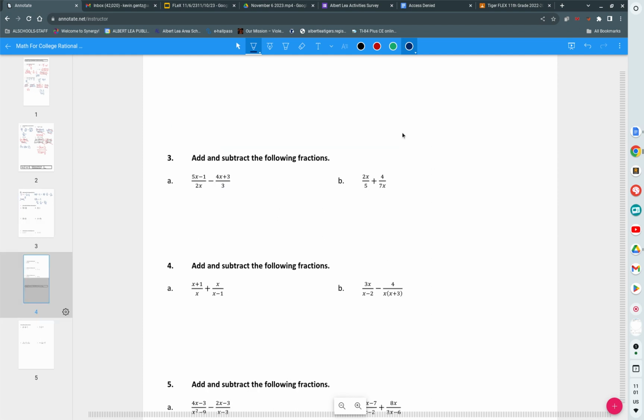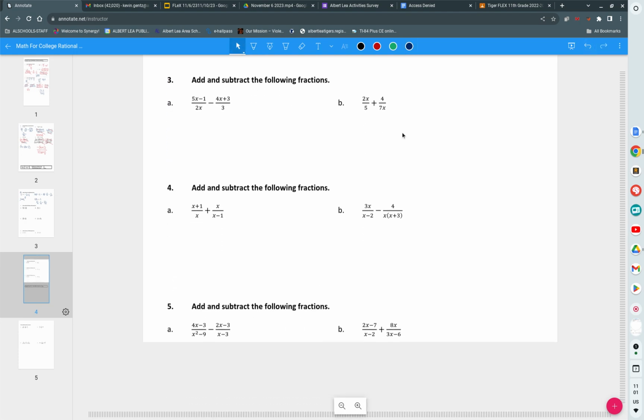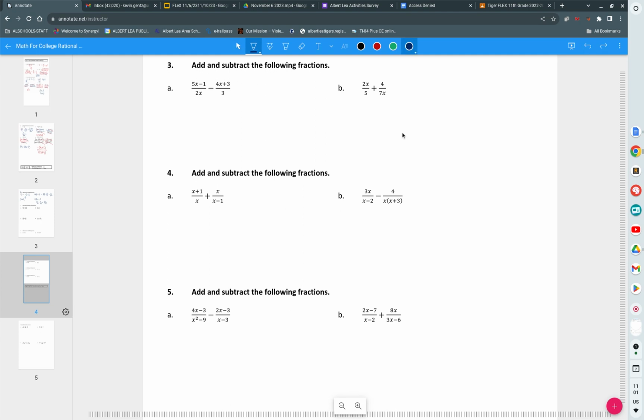Algebraic expressions are written as fractions. Flip it over one page. Okay, my bad. And you can see that for letter A, we have a 2x in the denominator, and we have a 3. The first step is to identify the common denominator. What will be the common denominator? 6x.